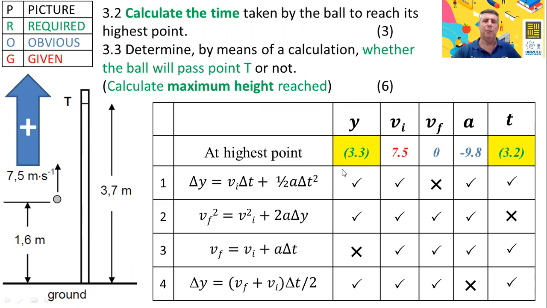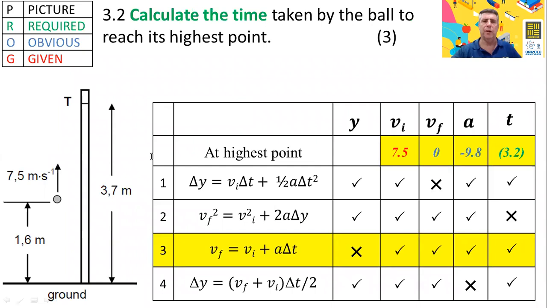We're going to take our table and fill in our initial conditions. We know that VI is 7.5 meters per second up. That was given. Some obvious things, because it's going to the highest point, final velocity is naught. Notice how this keeps coming up, and that's point 4 on your points to note. Acceleration is minus 9.8 meters per second squared because it's downwards. Then 3.2 asks for the time, and 3.3 asks for the height itself. Let's do these one at a time.